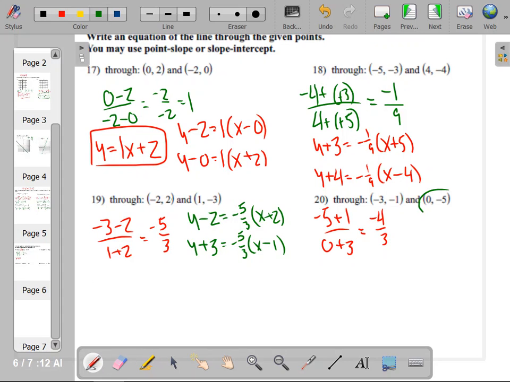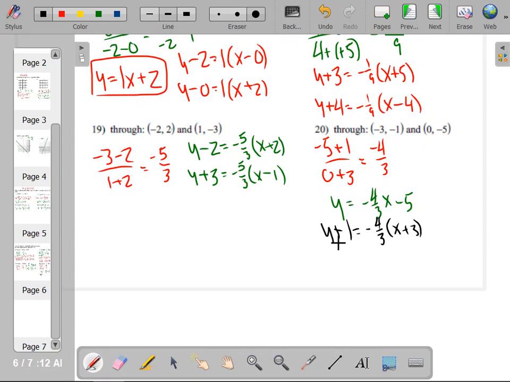Wait a minute. I am given the y-intercept in this one. So I can do slope-intercept. Y equals -4/3 x. The y-intercept is -5. That's in slope-intercept. But you could still do point slope. Y minus -1, y plus 1 equals, the slope is -4/3, x minus -3, which is x plus 3.